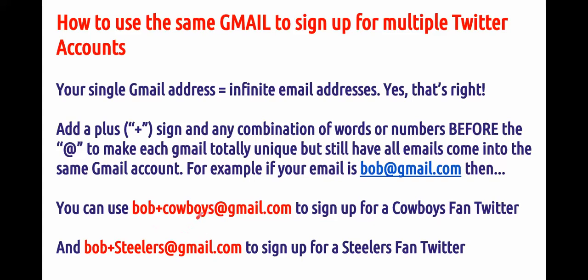So you'd go Bob plus Cowboys, and then when you sign up for Twitter, Twitter sees this as a brand new unique email, but all the notifications will go through to your original one. So you don't have to set up another email, just use the same one. Likewise, if you were opening up a Steelers fan Twitter account, then you'd use Bob plus Steelers@gmail.com. And Twitter sees that as a brand new, totally unique email, but all the notifications, etc., come through to bob@gmail.com. So that's a really great trick. Make use of it. It's very, very powerful.